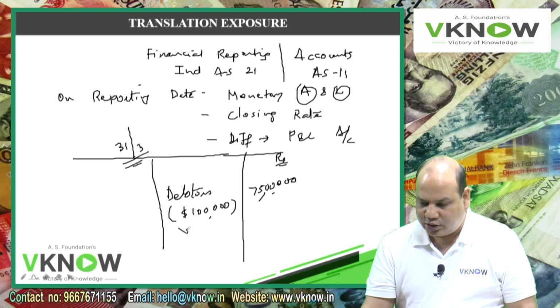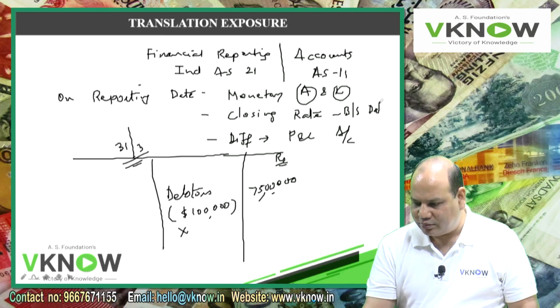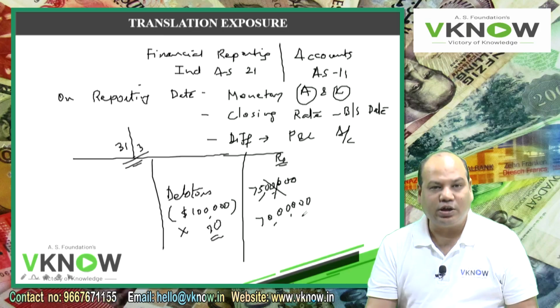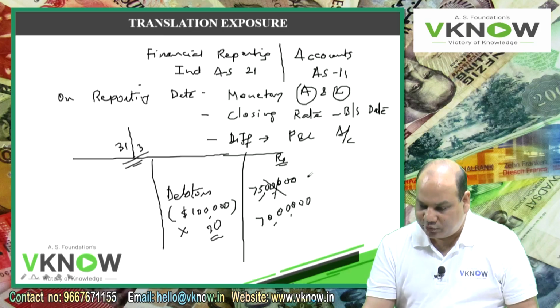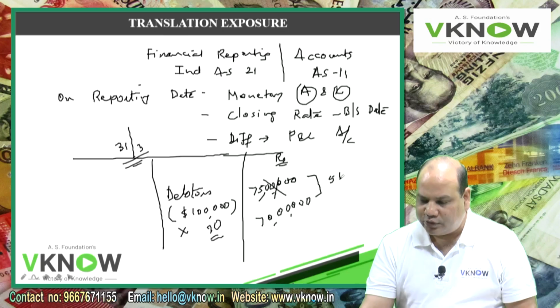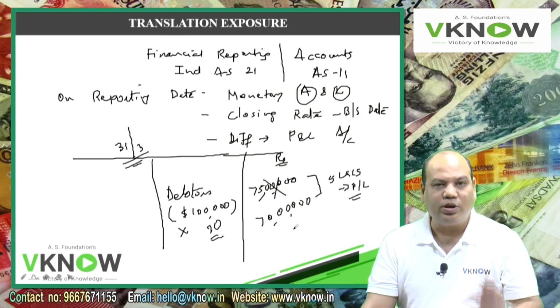So the accounting standard or Ind AS 21 says you have to value the debtor at the closing rate. Closing rate means balance sheet date rate. So on balance sheet date, the rate is 70 now. So I have to now show this debtor at 70 lakh. I have to translate this debtor at 70 lakh. And what about this difference of 5 lakh? It was appearing at 75 lakh. Now it will appear at 70 lakh. So this 5 lakh I will have to write off in P&L account. So there is a loss in P&L account.